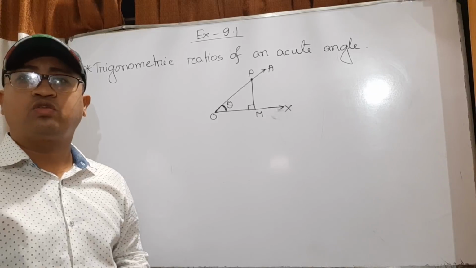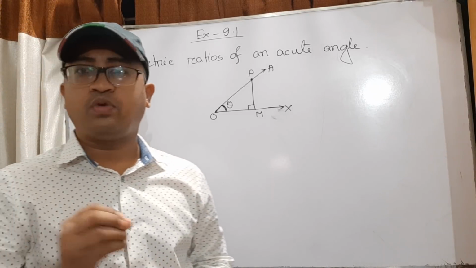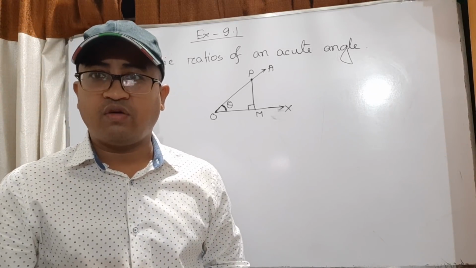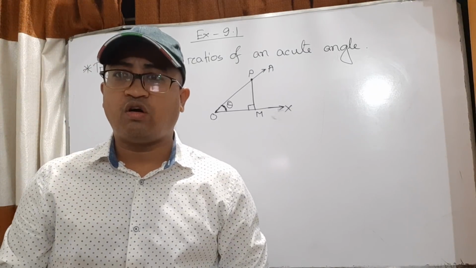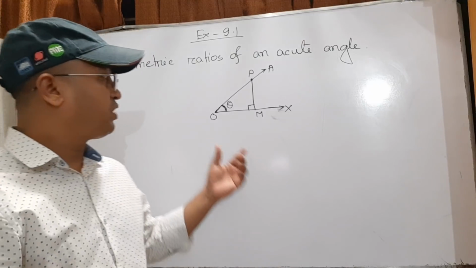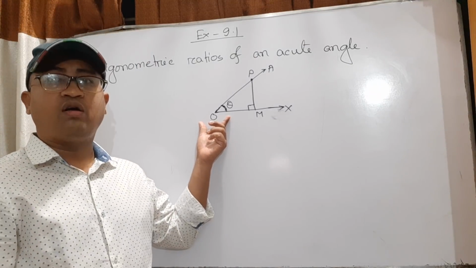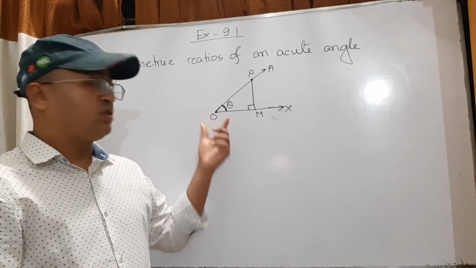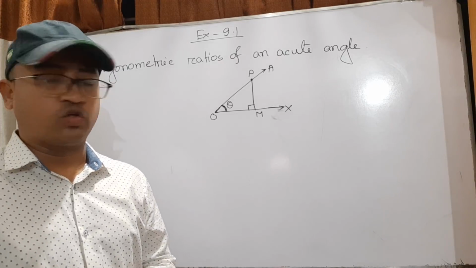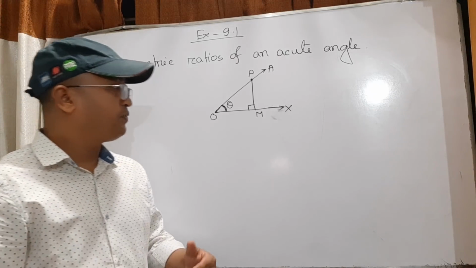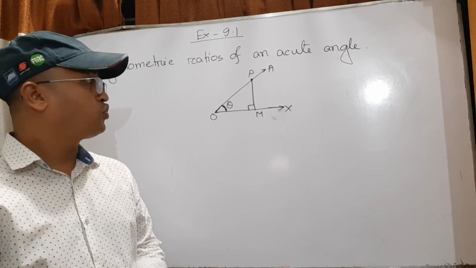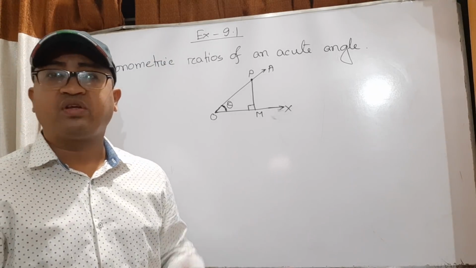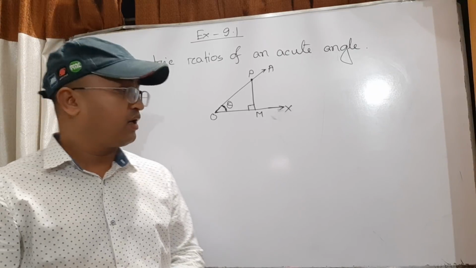Angle POM is equal to theta. Theta is the symbol of angle. Here we will find out the six ratios of trigonometry according to this acute angle. There are six trigonometric ratios. Now before knowing the trigonometric ratios, you should know the names of the sides of this right angle triangle.